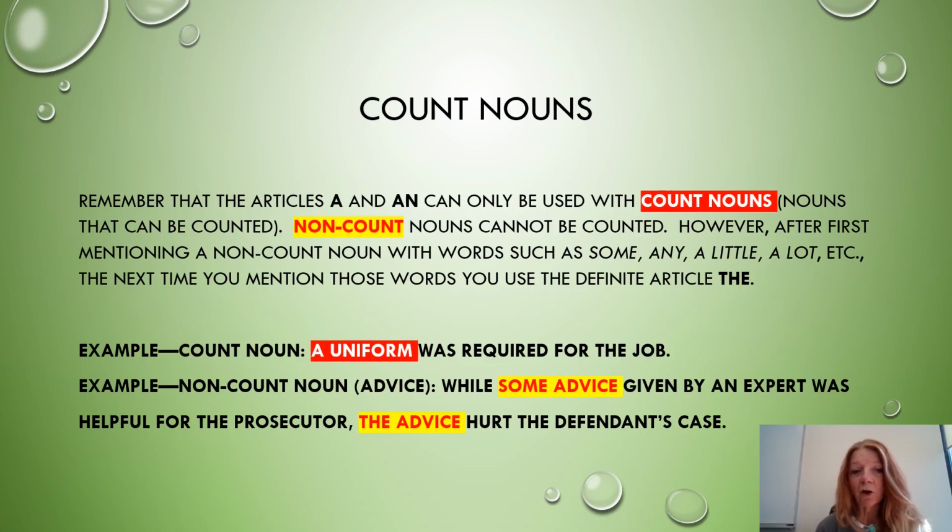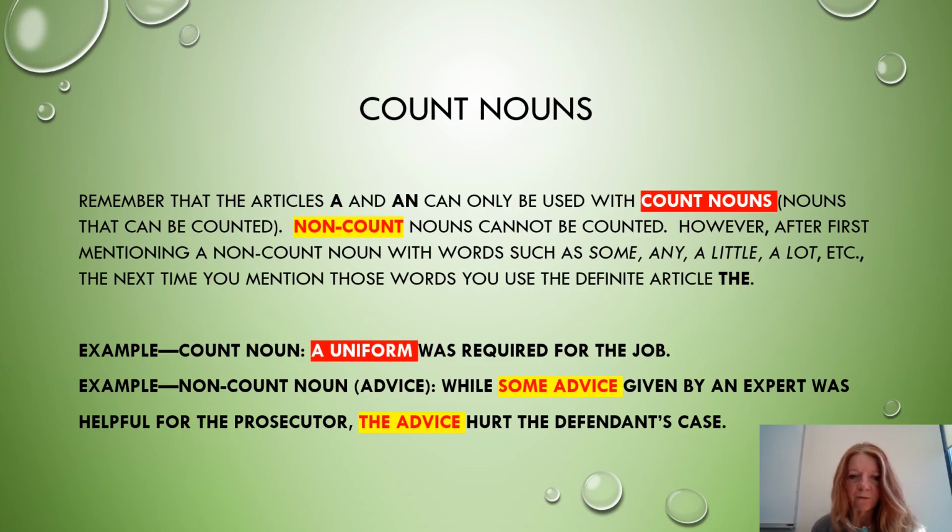Okay, focusing in a little closer on a and an, we can remember that the articles a and an can only be used with count nouns, and those are nouns that can be counted, like books, pictures, computers, doors, etc. Non-count nouns cannot be counted because they're more like ideas or abstract things. However, after first mentioning a non-count noun with words such as some, any, a little, a lot, etc., the next time you mention those words, you can use the definite article, the.